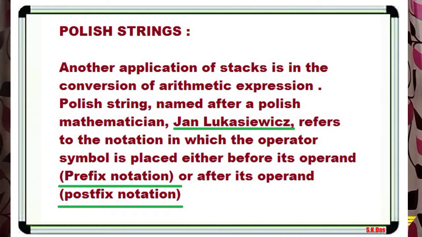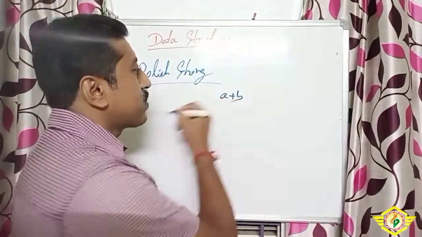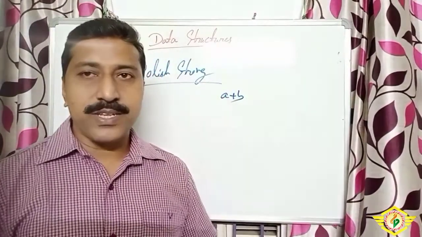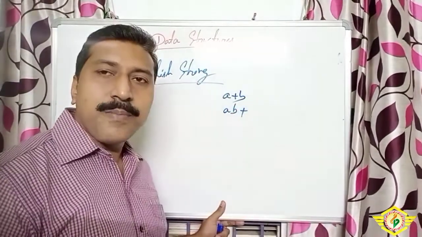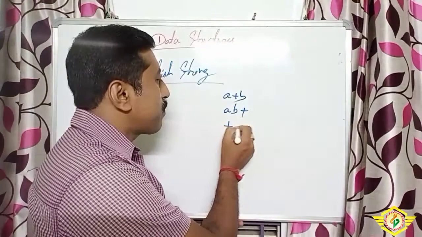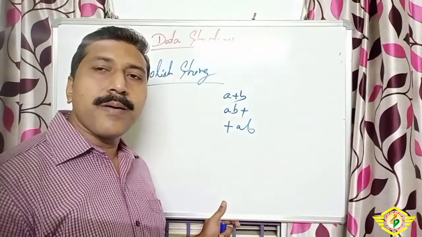Polish notation is named after a mathematician, and it refers to the notations in which the operator symbol is placed either before its operands or after its operands. So when the operator is placed in between, suppose I am writing a plus b, it is known as infix notation. If I am writing a b and then the operator, that is called postfix notation. And if I am writing plus a b, beforehand, that is known as prefix notation.